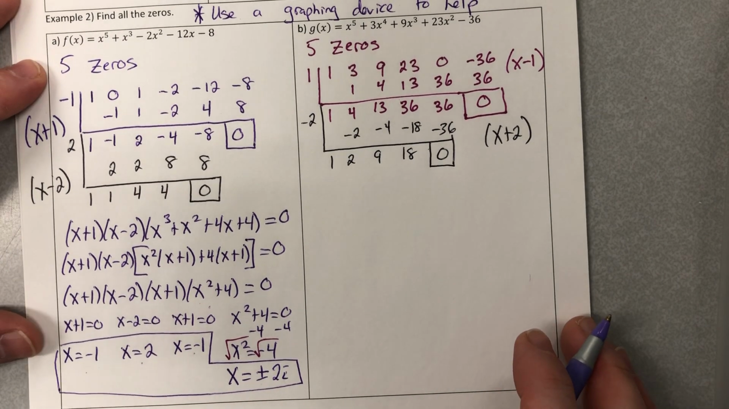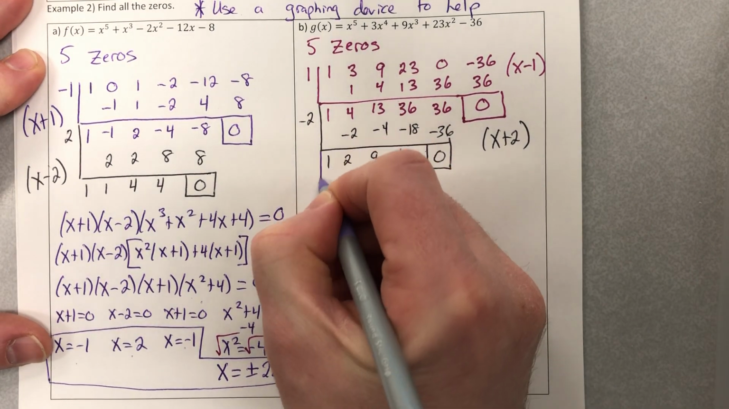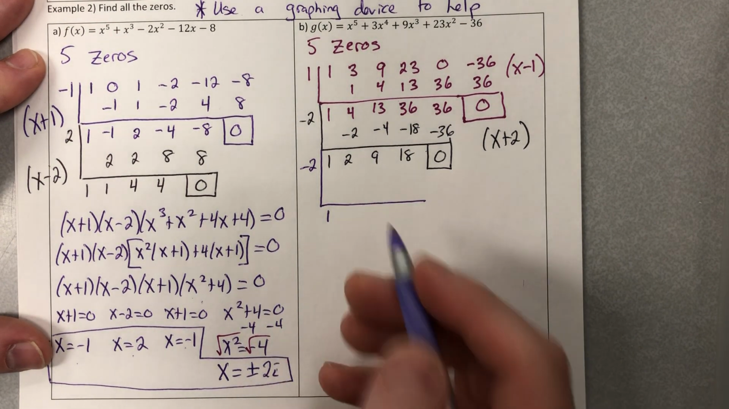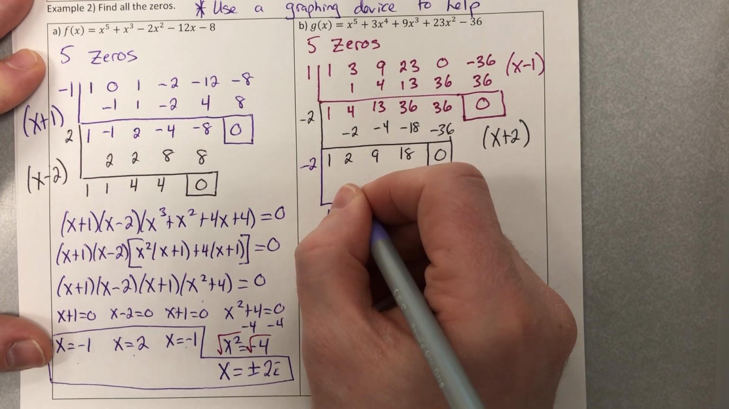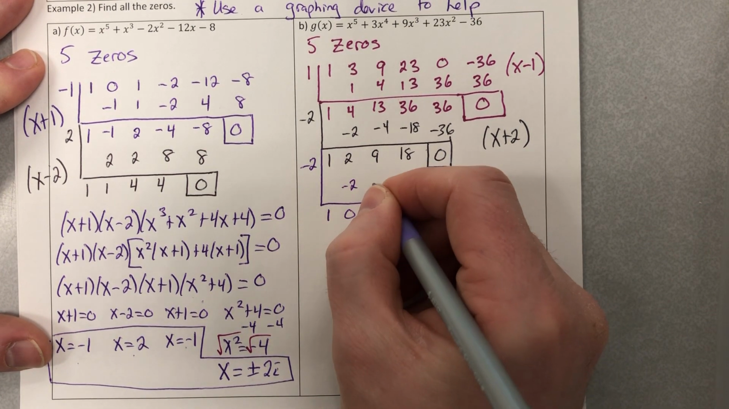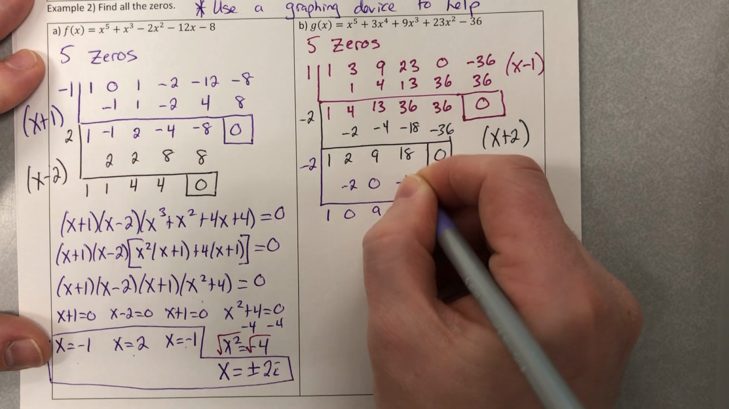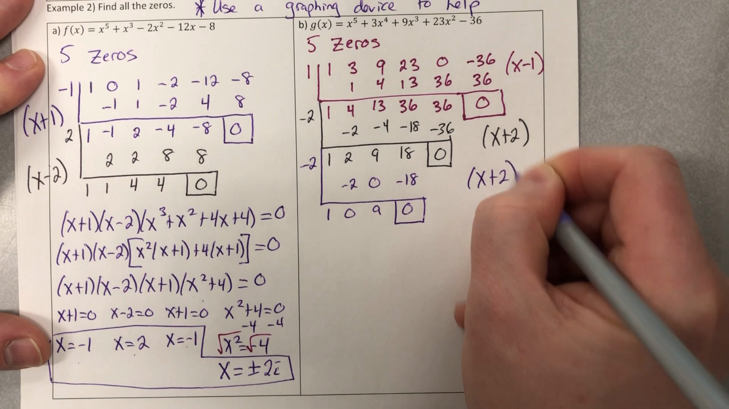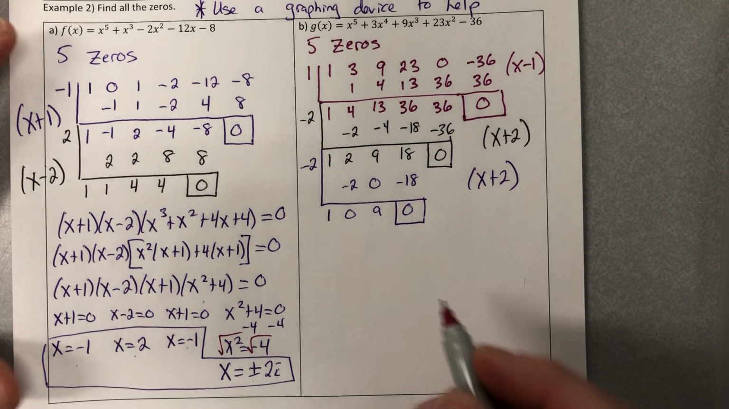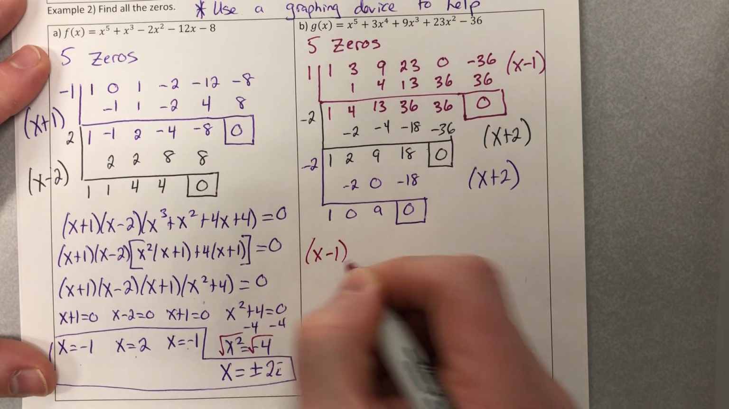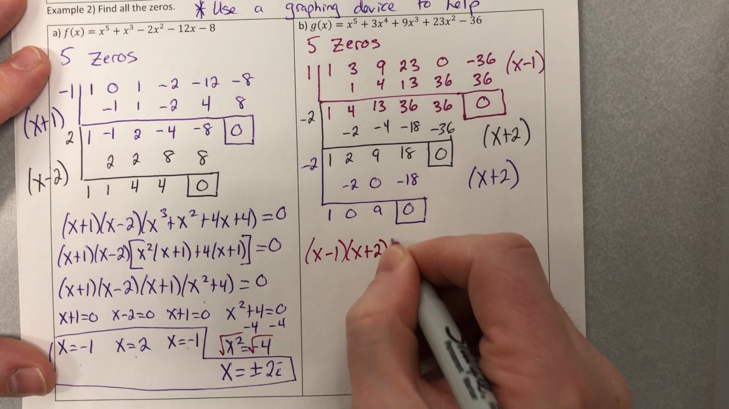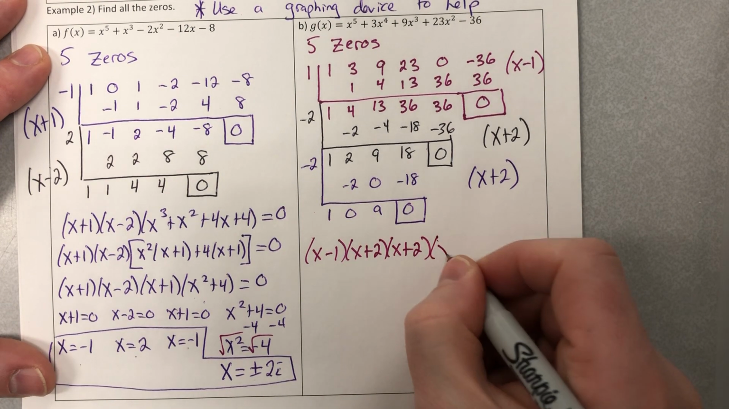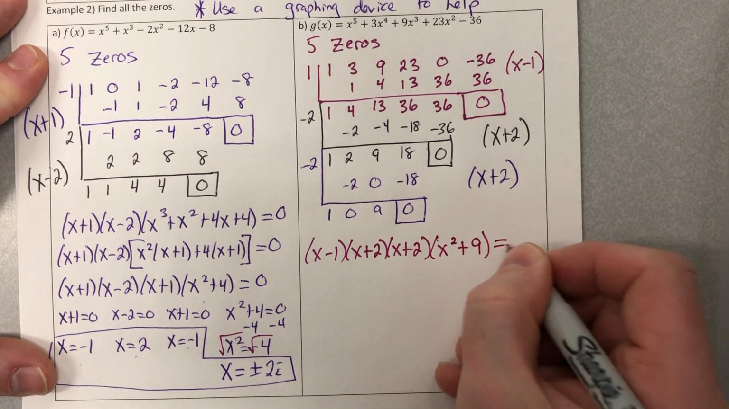Now, I know something about this graph that we're going to learn going forward, but it actually hits it at -2 twice. So I'm going to use -2 again, and we'll kind of get into that in a little bit. So 1, -2, 0, 0, 9, -18. All right, so I have X plus 2 again. So what that leaves me with is X minus 1 times X plus 2 times X plus 2 plus what I have left here, which is going to be X squared plus 9.